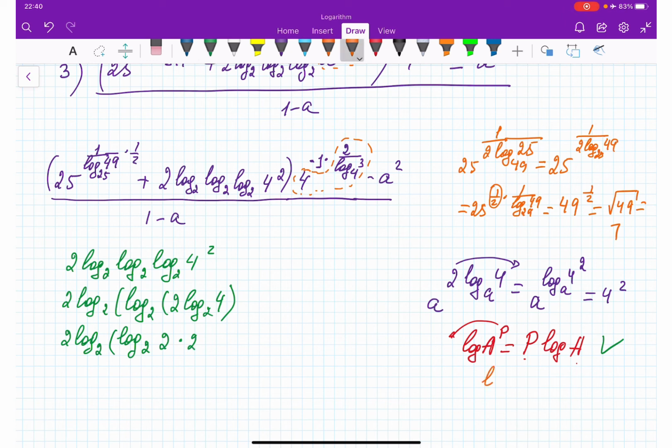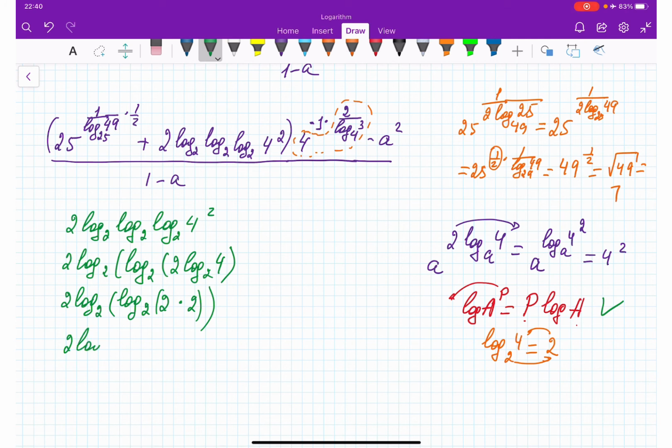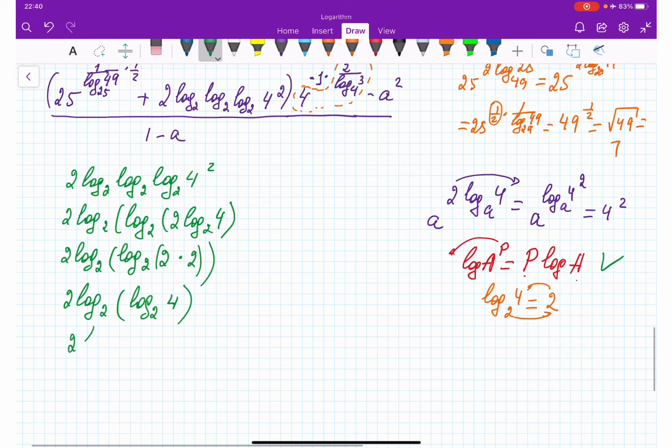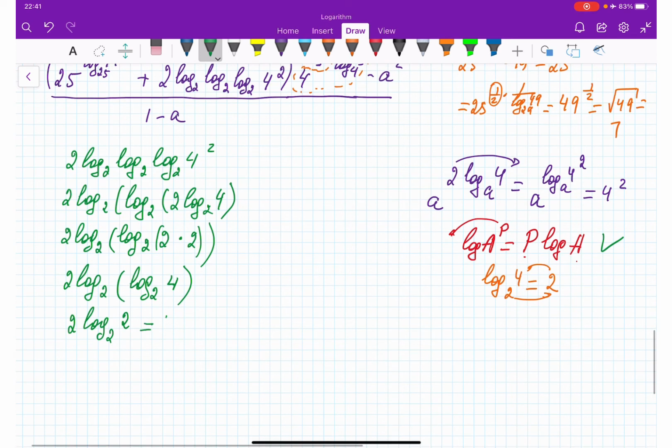Look, logarithm 4 by base 2 is equal to, right? 2 to power 2 is equal 4. Okay, and this is equal 2 times 2. Yes? Okay, 2 logarithm 2 in parentheses logarithm 2 by base 4. So this is going to be equal to logarithm by base 2, and this is going to be equal to, right? Logarithm 4 by base 2, it's going to be equal 2, which is going to be equal 2 times log 2 by base 2, it's 1, right? Because we have log a by base a is equal 1. Log a by base a is equal 1.